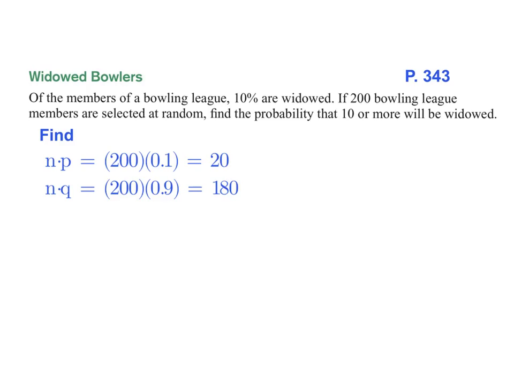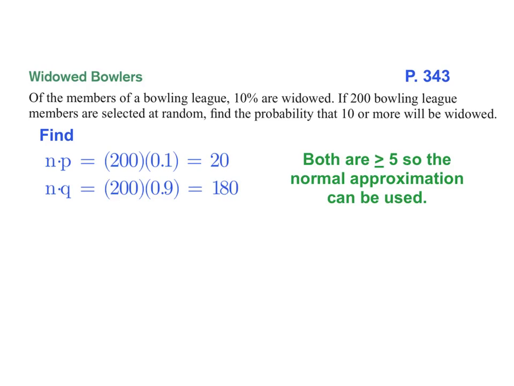All right? With this idea that we can use the normal distribution to approximate our probability. So that's what that says. What if they aren't greater than or equal to 5? Then you can't use the normal distribution to approximate. You have to use what we did in chapter 5 in order to find the probability. But for the most part, in these problems, they're going to be greater than or equal to 5.